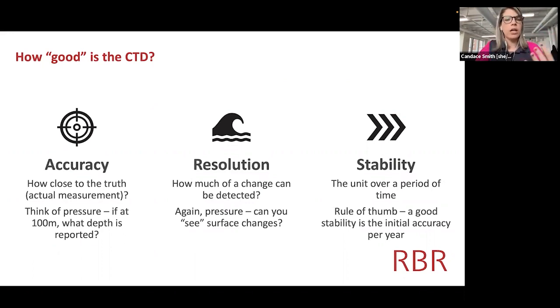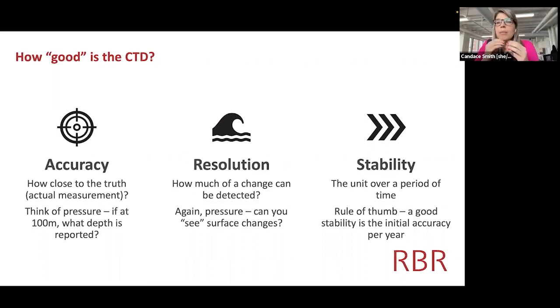That's essentially how close to the truth is the measurement. Pressure is probably my favorite parameter. If you have a pressure sensor, and you actually are at 100 meters, what is it actually reporting? Is it reporting 99 meters or 101 meters? Kind of what's the range if it's actually at 100? So how truthful essentially is the CTD?